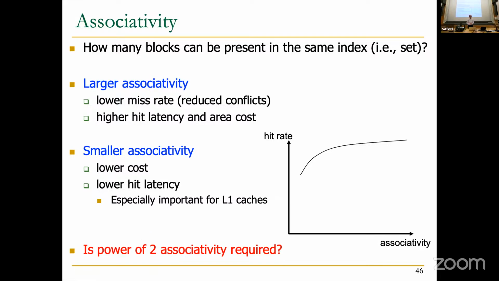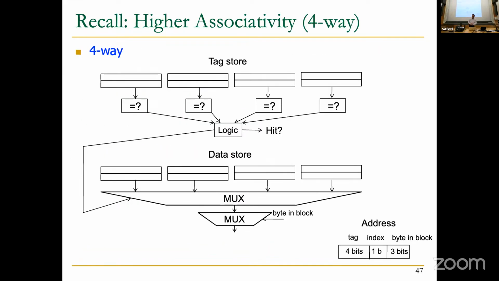Anyone? Can we have a, let's say, 5-way associative cache? Or a 3-way associative cache? Who says yes? Yes to a 3-way associative cache. Okay, good. Who says no, we cannot have a 3-way associative cache? Okay. People who say no, let me show you that I can make a 3-way associative cache.